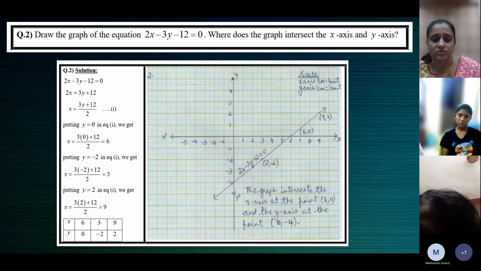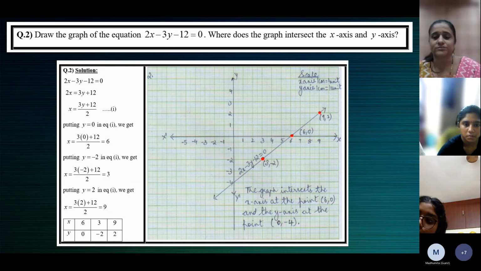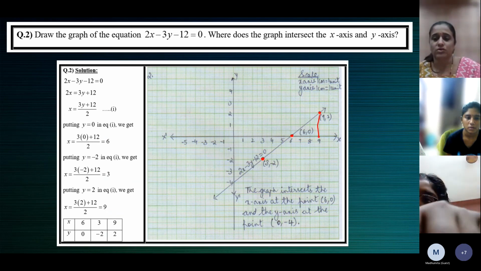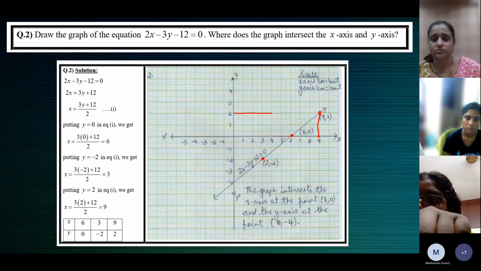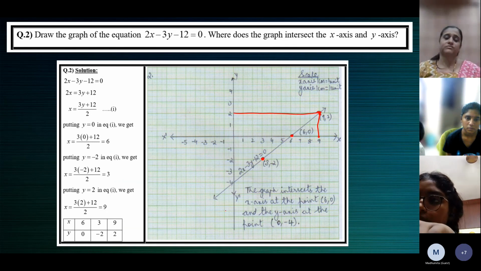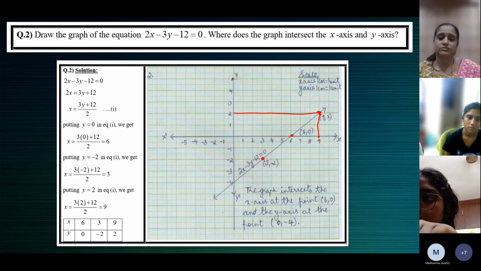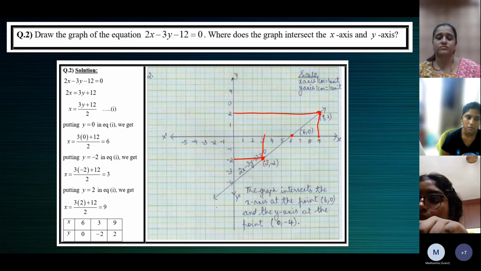So these are the 3 points. This is 6, 0. This is 3, minus 2. And this is 9, 2. See here, this is 9, 2. This is 3, minus 2.